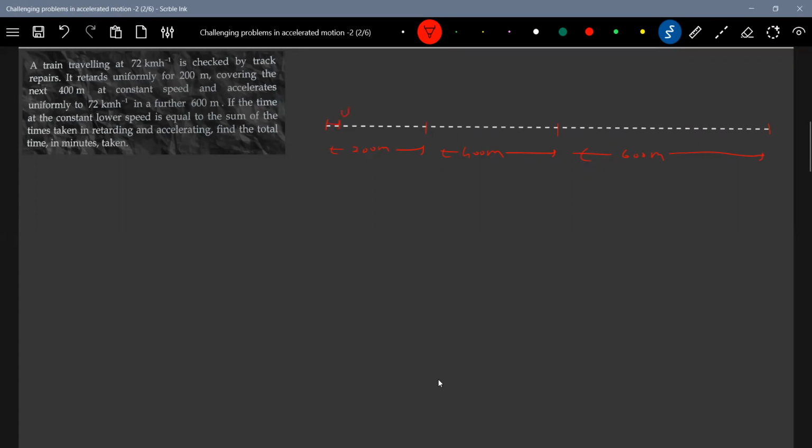It will enter with a uniform speed. So U is equal to 72 kilometer per hour. If you convert this, it will become 20 meter per second.